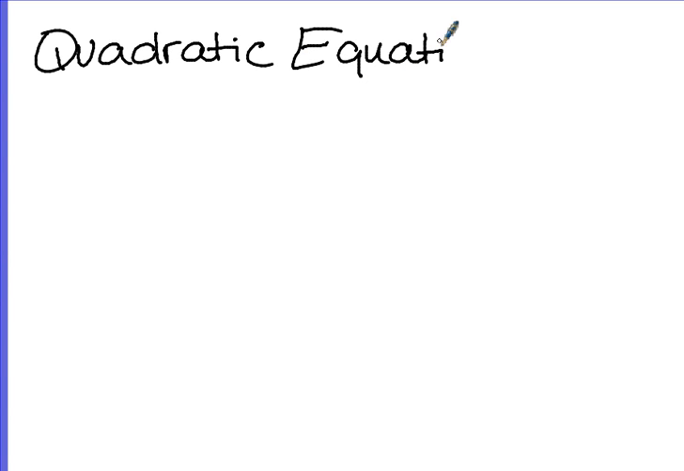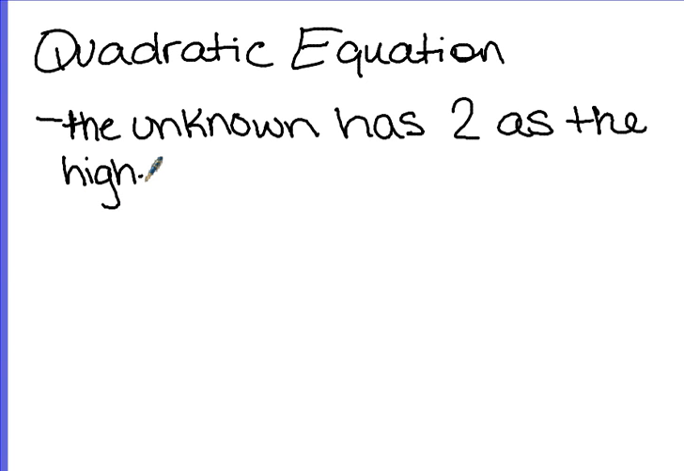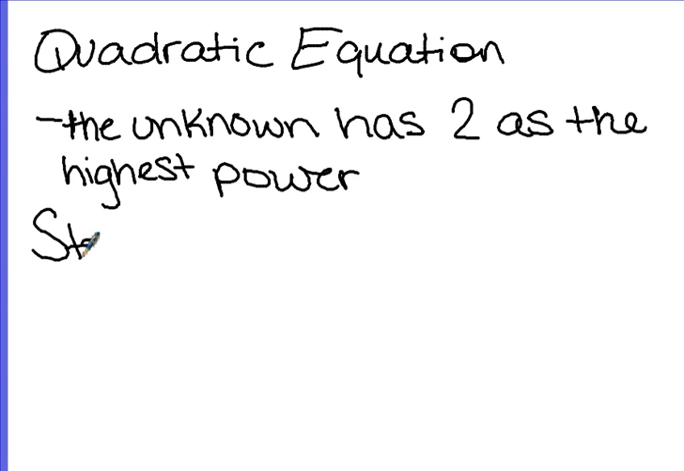So we define a quadratic equation as an equation in which the unknown, or the variable, has 2 as the highest power. We've been doing problems with the quadratic equation for quite some time now. There are 3 steps in order to solve, and we're just going to review these very quickly.